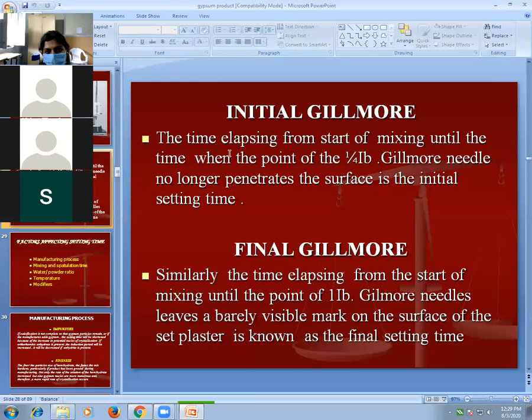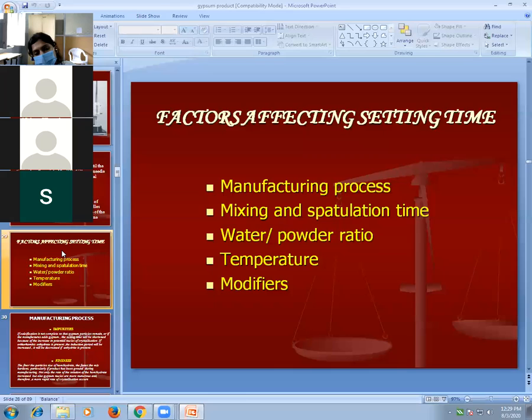For initial, the time elapsing from the start of the mixing to the time when the point of the small Gillmore needle no longer penetrates the surface is the initial setting time. And in final, similarly, the time elapsing from the start of mixing until the point of the large Gillmore needle leaves a barely visible mark on the surface of the set plaster is known as the final setting time. So this is setting time. These are the methods of measuring the setting time.